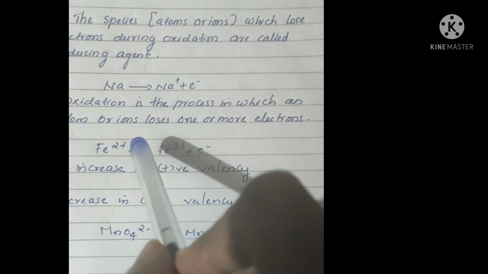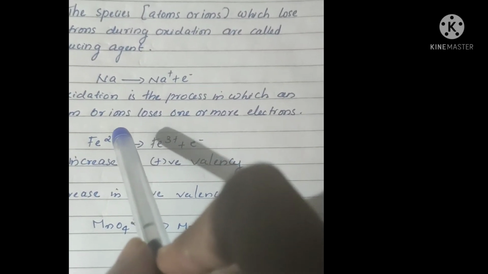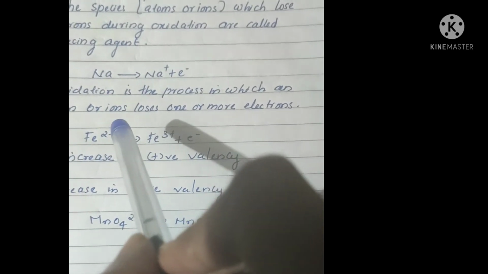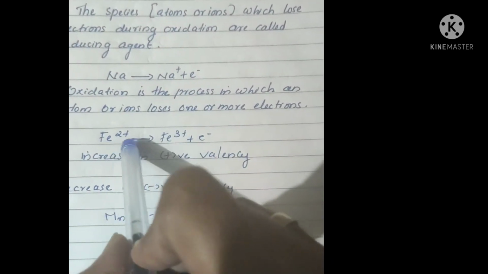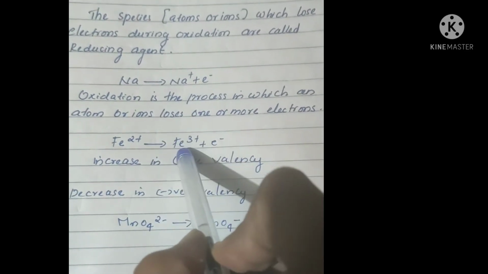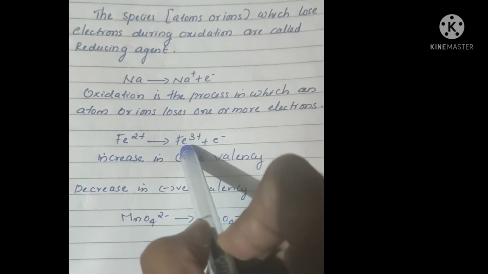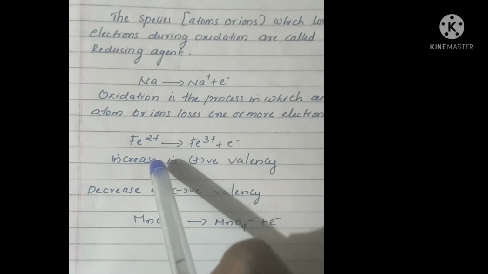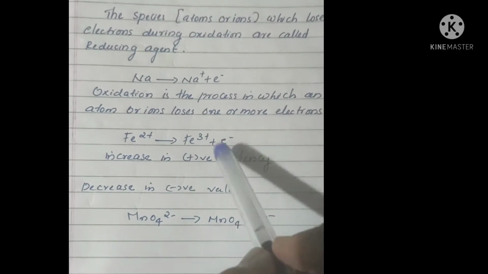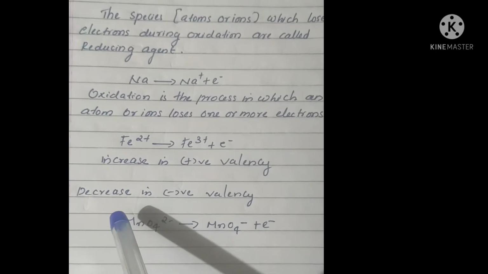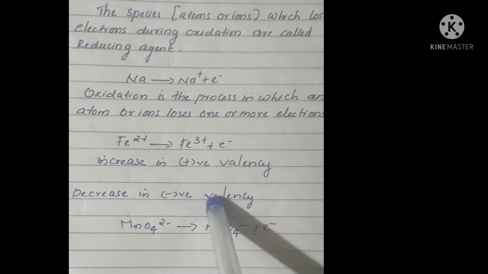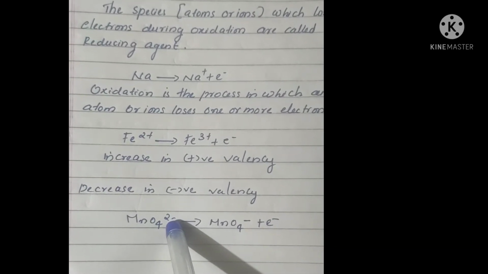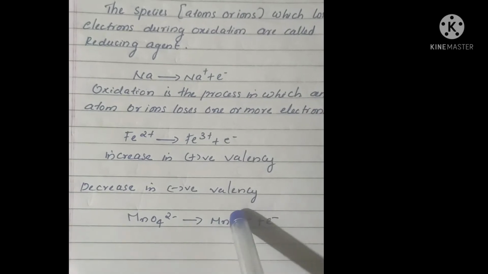During the loss of electrons, there is an increase in the positive valency or decrease in the negative valency of the species. In the case of Fe2+, what will happen? Its oxidation state increases by 1 unit. Fe2+ becomes Fe3+. That is an increase in positive valency. Then let us look at another example for decrease in negative valency. MnO4 2- on oxidation becomes MnO4-.